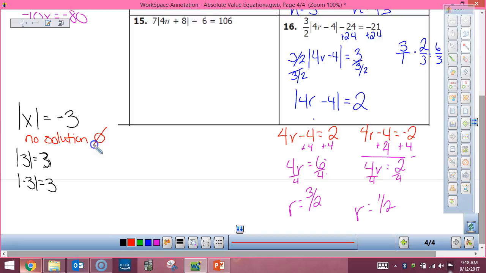Or you can write 0 with a slash through it. NS is not an abbreviation for no solution. If you write NS, I have no idea what you are talking about. Comprende? All right, absolute value has to be positive.